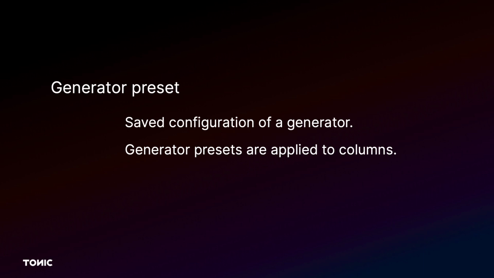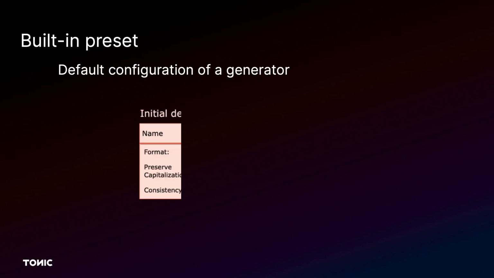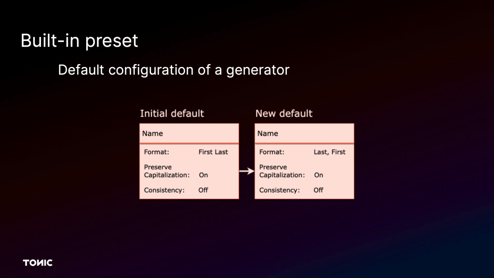A generator preset is a saved configuration of a generator. When you assign a generator preset to a column, it automatically applies that saved configuration. The default configurations for the Tonic generators are referred to as the built-in generator presets. You can update the built-in presets. For example, your name values always use the format last first. You configure the built-in name generator preset to also use last first. Then every time you select the name generator, it has the correct format.